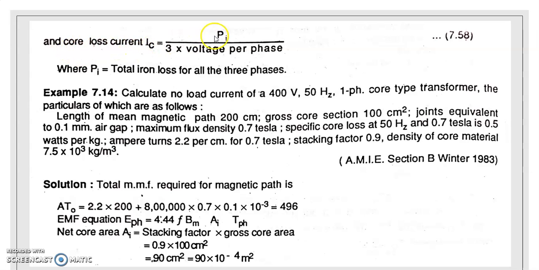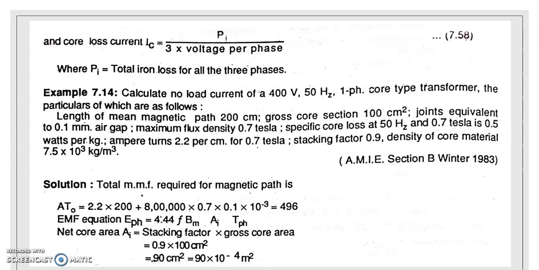Core loss current IC is equal to Pi upon 3 into voltage per phase. Now Pi is nothing but the iron loss for all three phases. Let's see one example of how to calculate the no load current for a given specification. Calculate the no load current of a 400 volt 50 hertz single phase core type transformer. It's most important that this is a single phase core type transformer case.